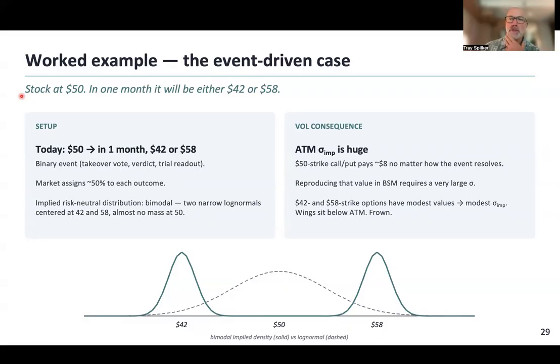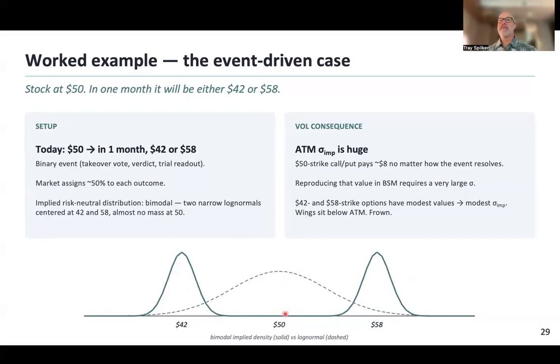Well, the implied risk neutral distribution 1 month from now is not a bell curve centered around the stock price. It's a mixture of two very narrow, peaked lognormal distributions, one centered at $42 and one centered at $58. And basically, there's no distribution around the current share price itself.